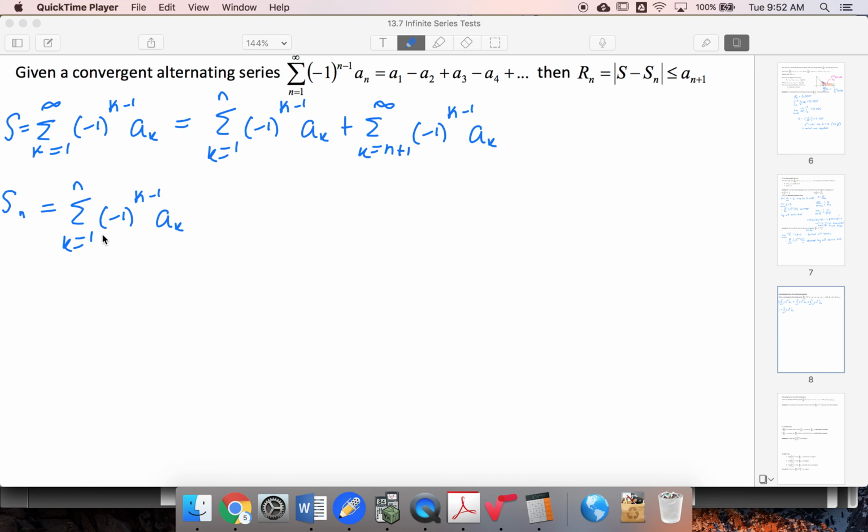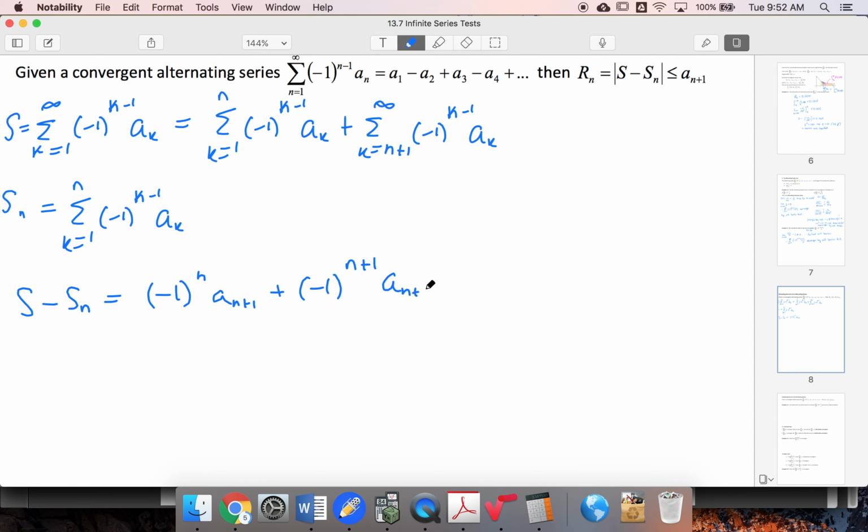Now if I subtract the two, my sum to infinity minus my partial sum, this goes away. So expanding this, I'll start by plugging in n plus 1. I'll have negative 1 to the n, a to the n plus 1, plus negative 1 to the n plus 1, a to the n plus 2, and so on and so forth.